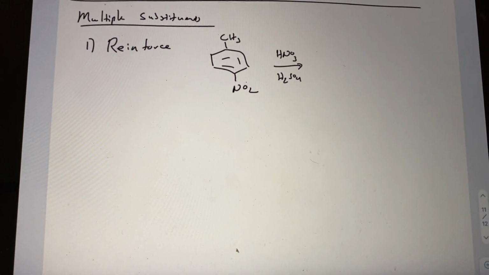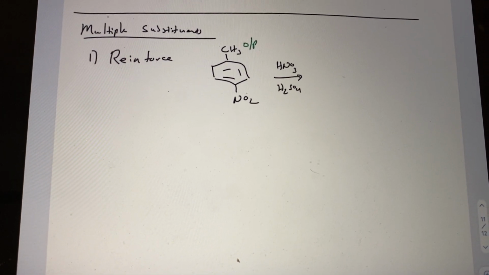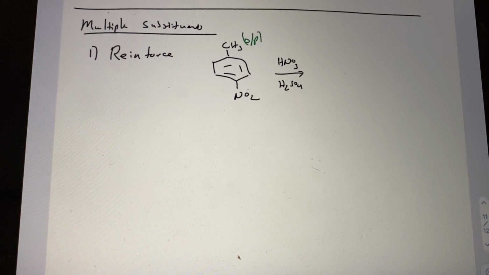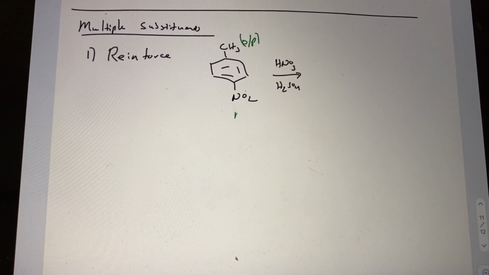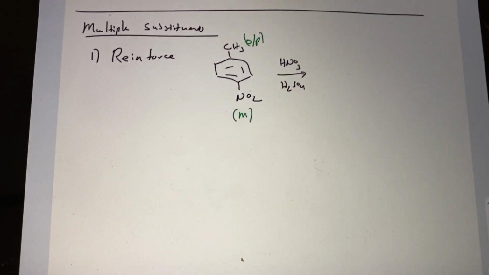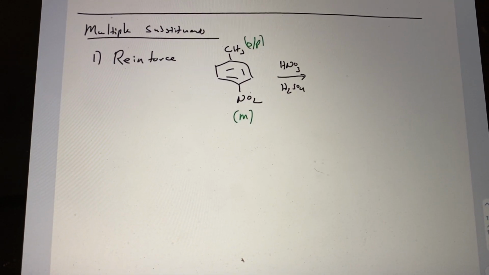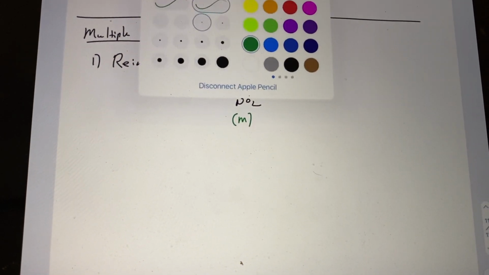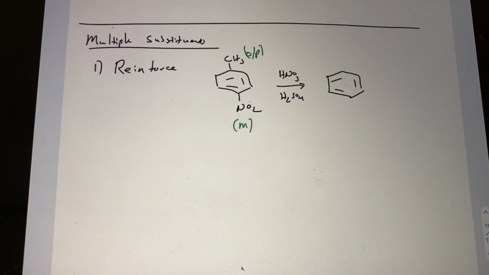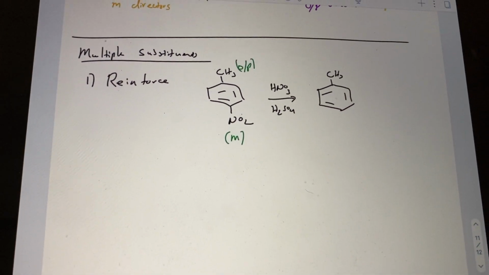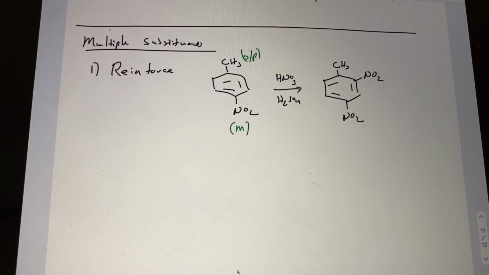This is a nice case, actually, because the two groups reinforce their directing effects. The methyl group is an ortho para director, so it's pushing energetically to have the nitro group here, ortho, and the nitro group is a meta director, so it's energetically pushing also to have the nitro group here, meta, and the methyl group cannot be para because the nitro group is already there. So in this case, there's only one product that could be formed. The two groups are reinforcing each other. So we'll end up with, this is what we started with, and we'll have the nitro group here. So that's all good.